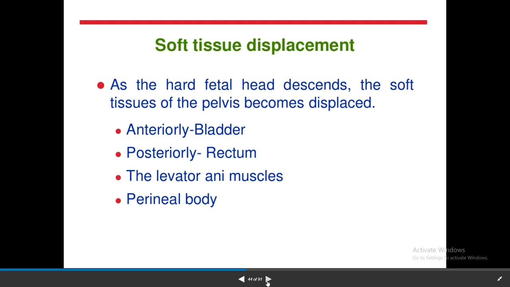Soft tissue displacement. As the hard fetal head descends, the soft tissues of the pelvis become displaced: anteriorly the bladder, posteriorly the rectum, the levator ani muscles, and the perineal body.